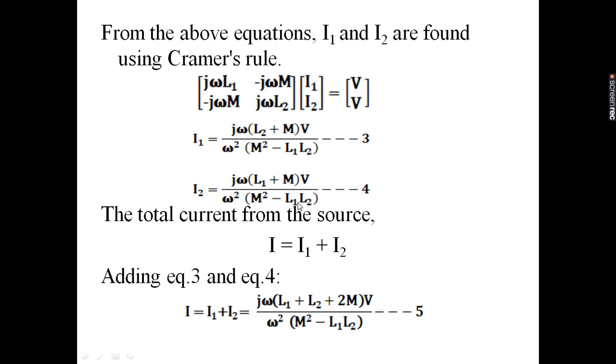If you add these two, you will be getting the total current. So your total current is j omega into L1 plus L2 plus 2M into V divided by omega square, open bracket, M square minus L1 L2. You could compare these two. In the earlier case, parallel aiding, we got minus here, and in this case we got plus. This is the only difference between these two configurations.